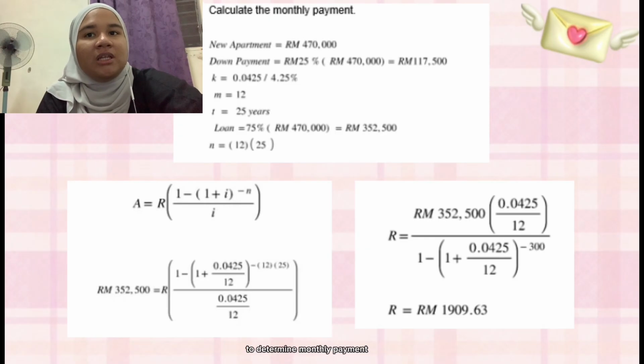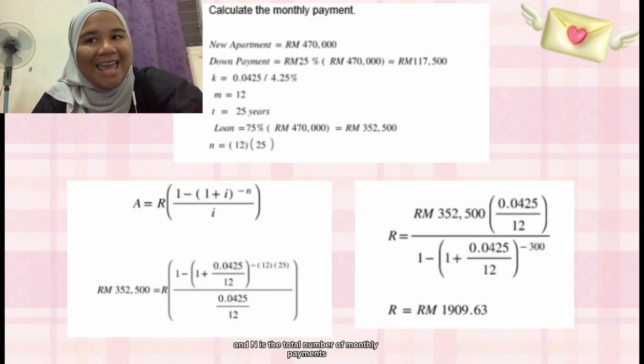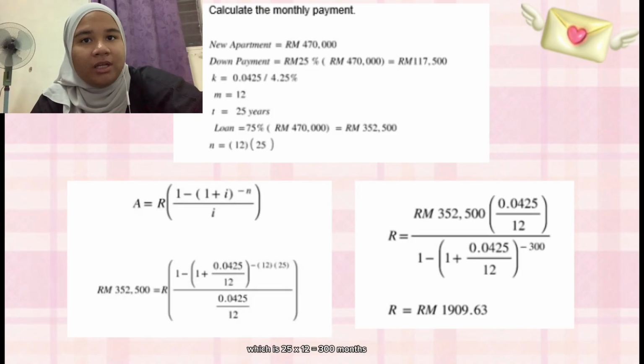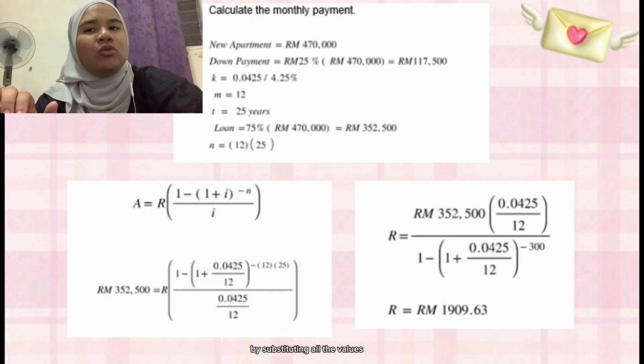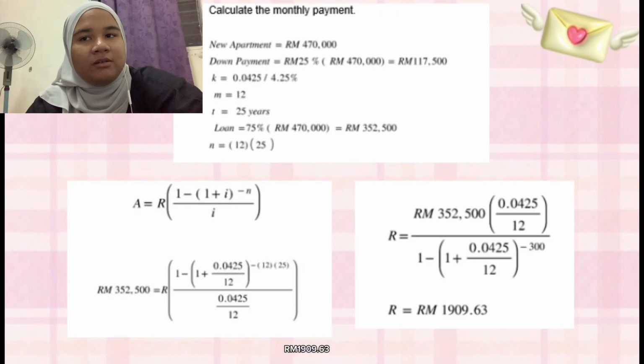Part A, monthly payment. To determine the monthly payment, we use the present value of annuity formula, like this formula down below. A is the loan amount of 352,500. i is the monthly interest rate, which is 0.0425 divided by 12, and n is the total number of monthly payments, which is 25 times 12 equal to 300 months. By substituting all the values into the formula and solving for R, we obtain a monthly payment of 1909 ringgit 63 cents.